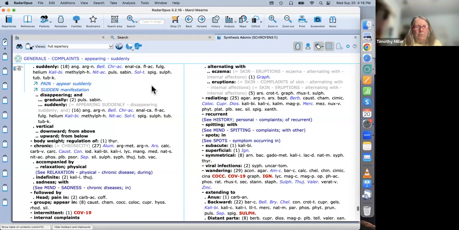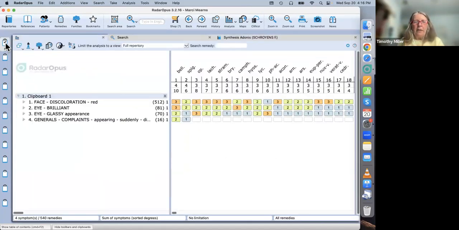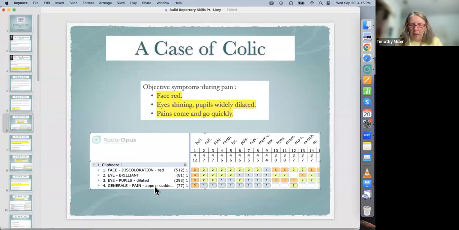Appearing suddenly. Okay, well, nonetheless, here's my first clipboard with the objective symptoms in the case. Okay, let us go back and have a bit of a closer look now. Oh, I see what I did wrong. Maybe someone has caught me. Generals, pain appears suddenly and disappears suddenly.